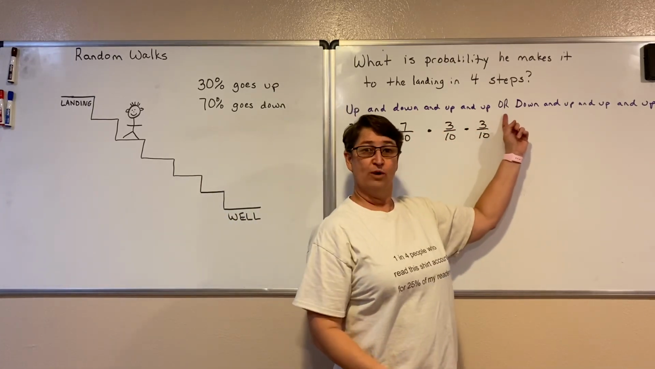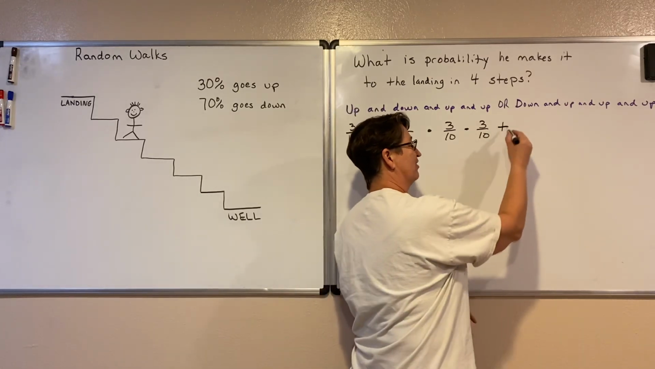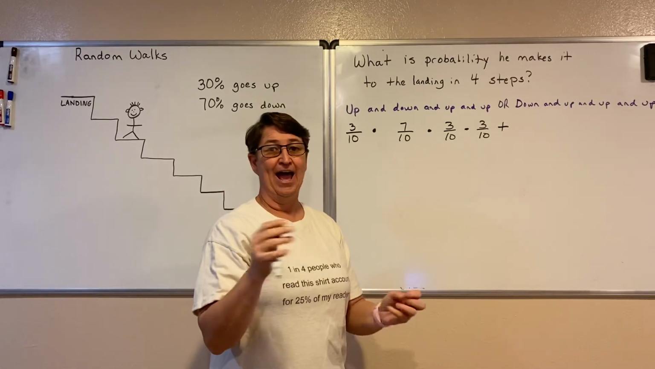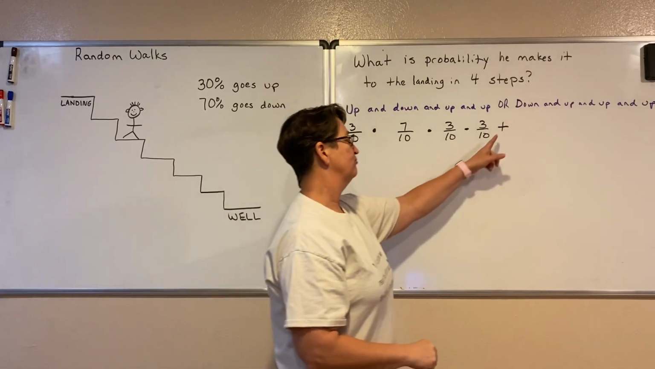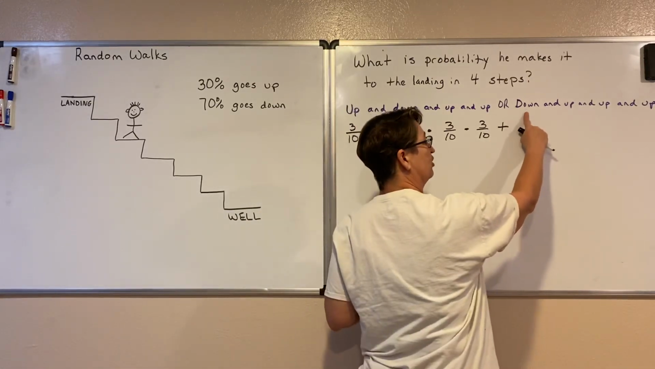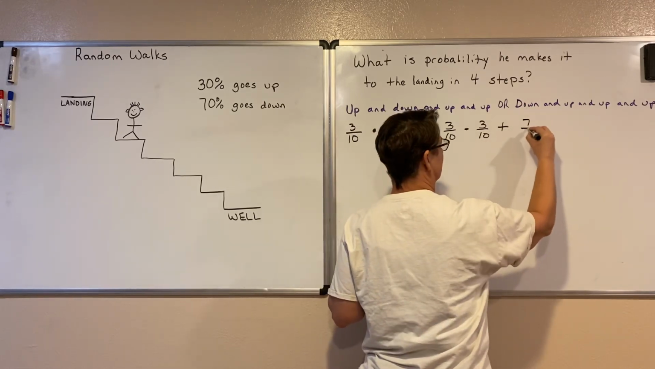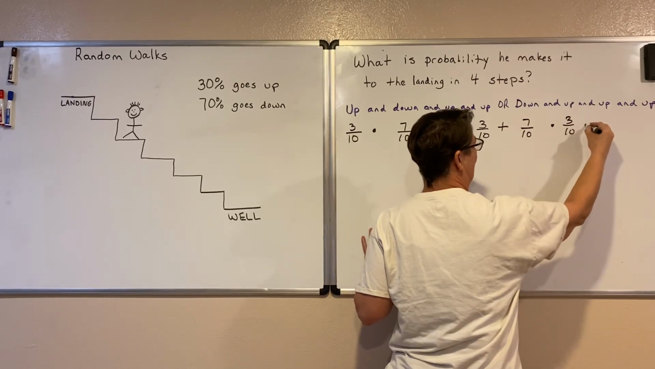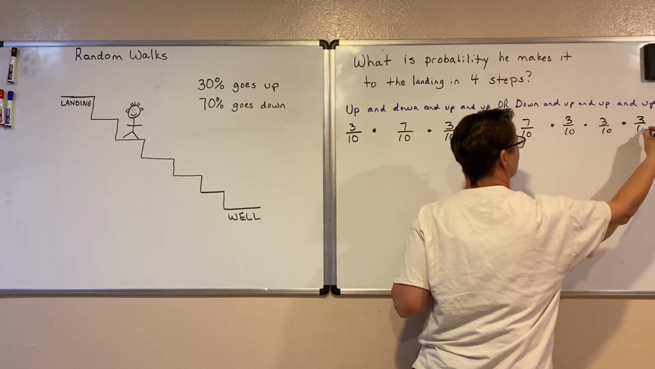This "or," when I'm thinking about probability, "or" reminds me to add and then look for any overlap. In this case, going up and down have no overlap, so I don't have to worry about the overlap part. So I'm just adding. Then I'm going to look for the probability of each piece again. So down is 7/10, and up is 3/10, and up is 3/10, and up is 3/10.